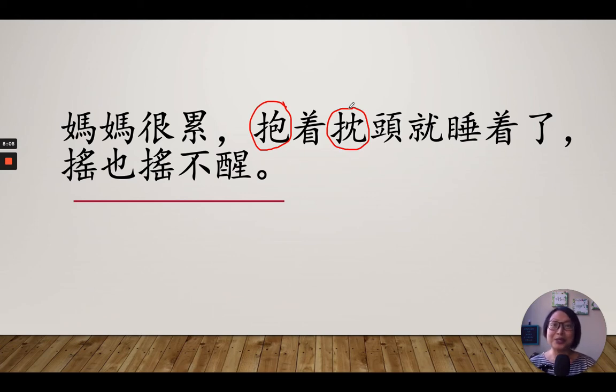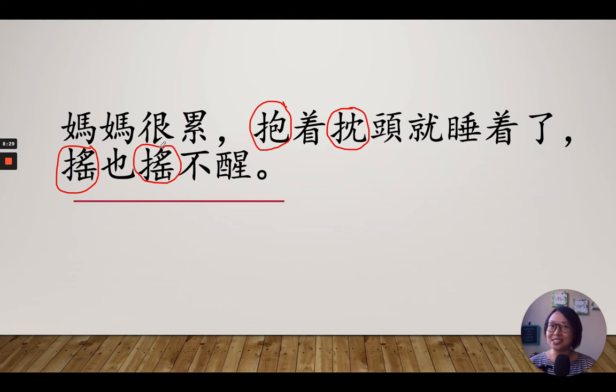Any other word with the 剔手邊? Yes, it's on the second line. There are two of the same word. 搖. And I have two of them. 搖 means to shake. To shake is 搖.